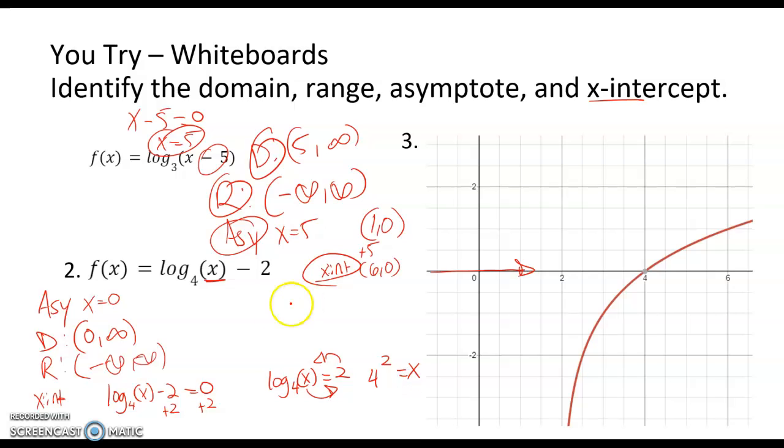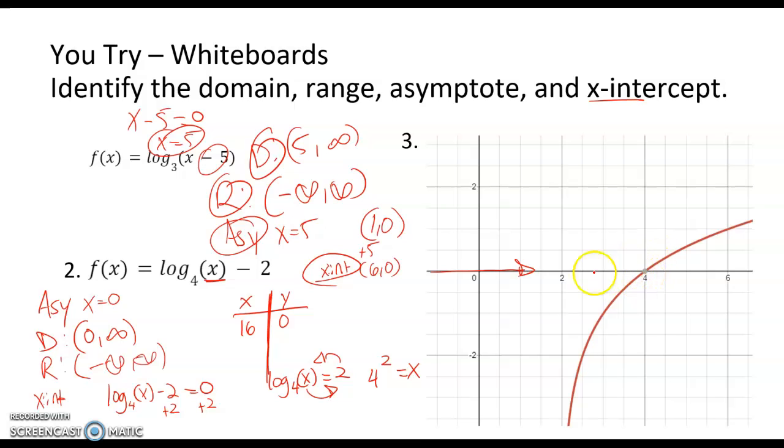So remember that I put in my table, essentially, that y is going to be 0. I know it's going to be 0 because that's where my x-intercept is. I just have to figure out where. Now I'm going to find an x. 4 squared is 16, so that is my x. Okay? And a general trick that you can do for these, you won't always get a clean answer unless you're picking specific numbers, is you're going to pick y values and get your x's later.